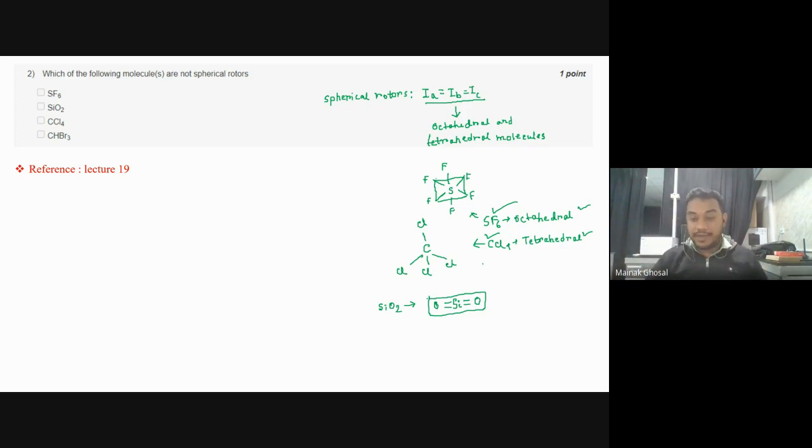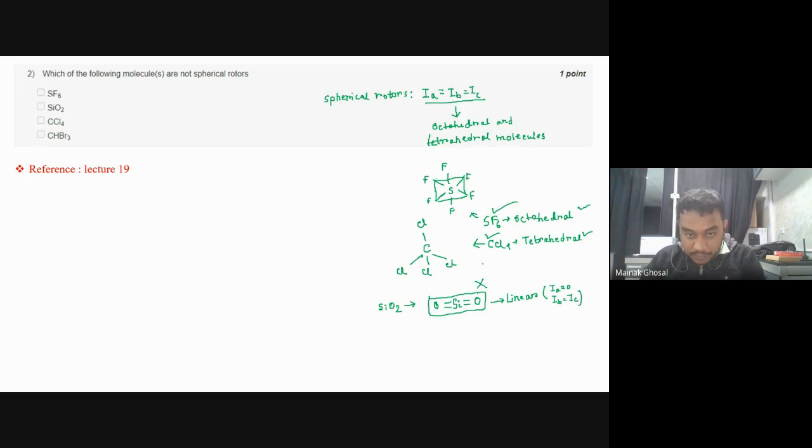Now I'm not going to the practical side. So this silica will have a linear structure. For linear molecules it is a different scenario, because the moment of inertia about one particular axis will be zero. For a linear molecule, Ia equals 0 and Ib equals Ic. So it will not satisfy the criteria for a spherical rotor. SiO2 will not be a spherical rotor.